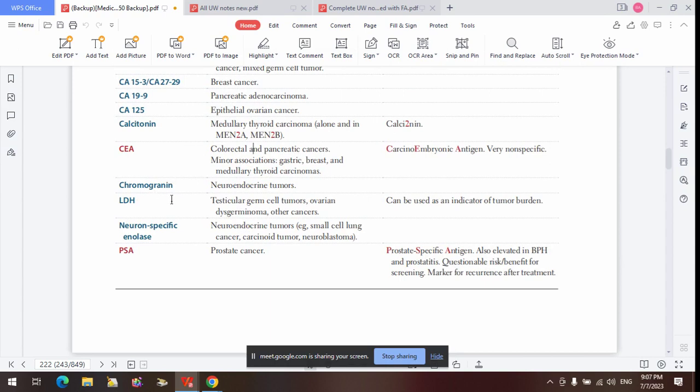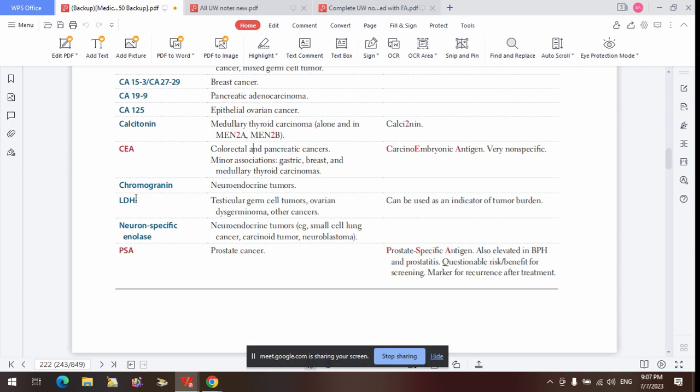Chromogranin is another one. Chromogranin is actually from neuroendocrine tumors. Neuroendocrine tumors are tumors that show neoplastic differentiation of neuroendocrine cells. Those neuroendocrine cells are present in so many tissues. You can see them in the lung, the pancreas, the pituitary gland, the parathyroid gland, and all those areas. They typically secrete hormones. If they don't secrete hormones, they secrete neurotransmitters.